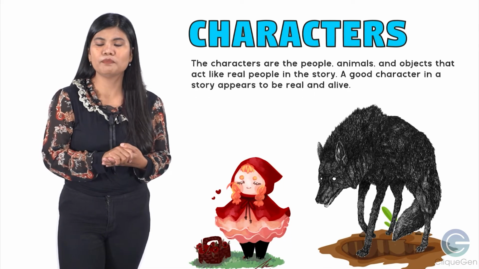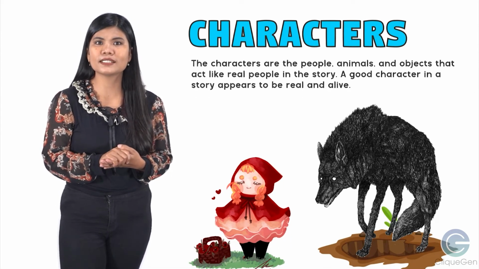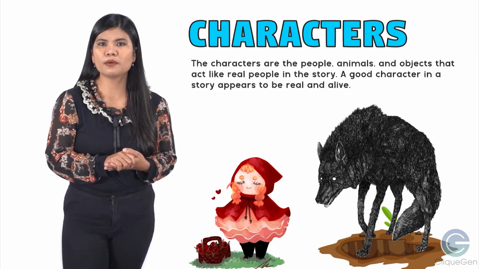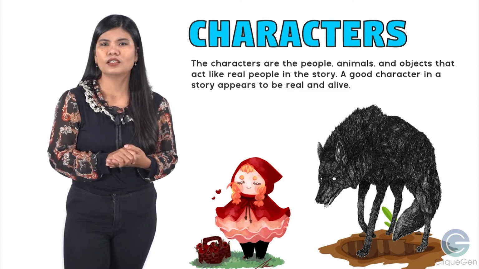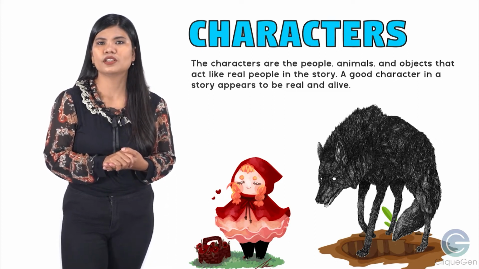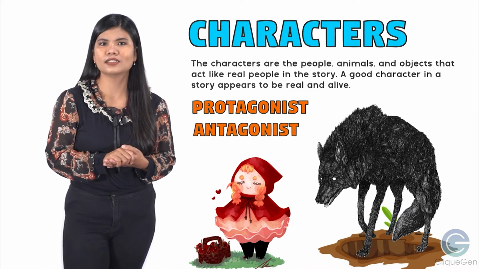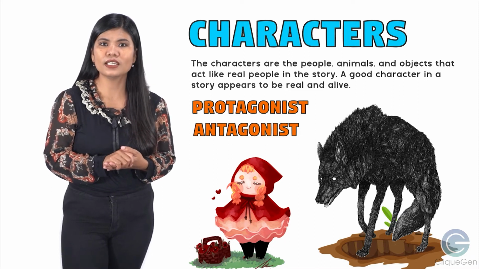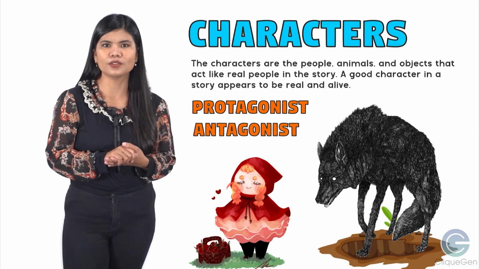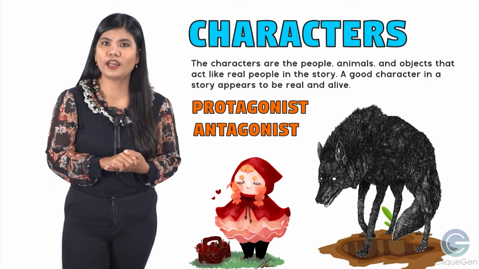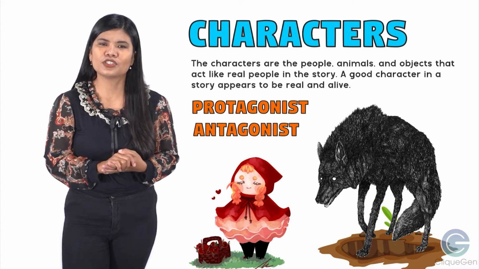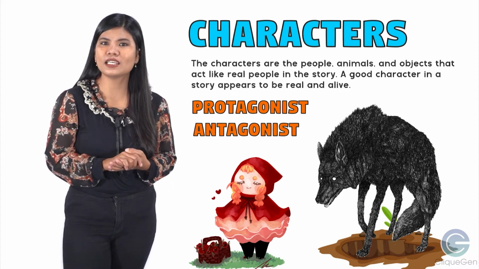The characters are the people, animals, and objects that act like real people in the story. Good characters in a story appear to be real and alive. There are 2 main types of characters, the protagonist and the antagonist. The protagonist is the main character of the story, while the antagonist is the opponent or rival of the hero. The readers get to know the characters through appearance, actions, thoughts, speech, reactions to others, and the direct statement of the author. We also have the setting.